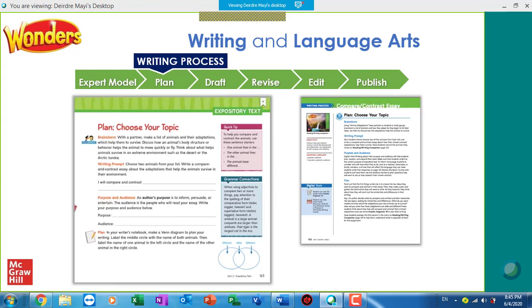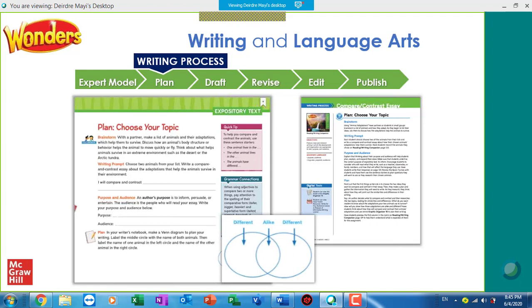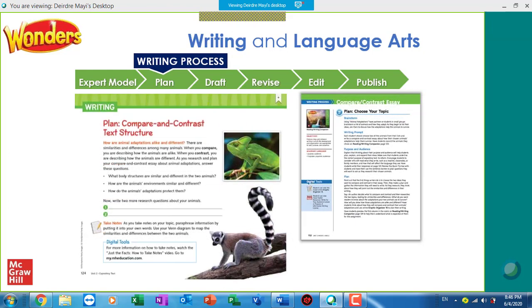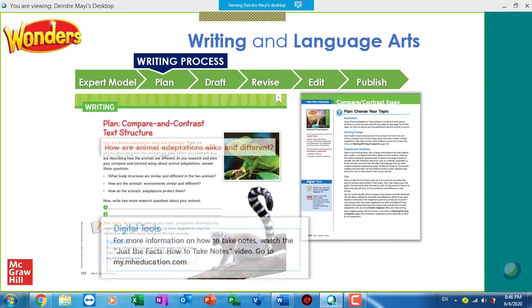But then as we plan, students are going to work collaboratively to brainstorm. They're going to engage in thinking about who the audience is, they're going to make a plan. There will be graphic organizers that they will be able to use. And as they continue on, they will learn more about comparing and contrasting, and how compare and contrast text structure should find its way into the student's work. Now, there will be digital tools which students will be able to use if they would like to, and if you would like them to.